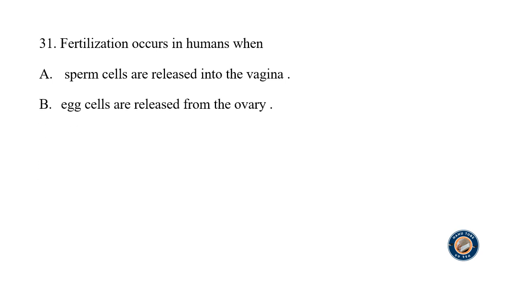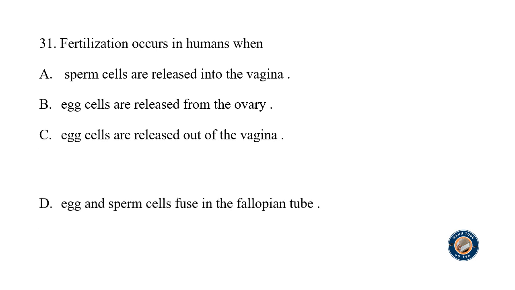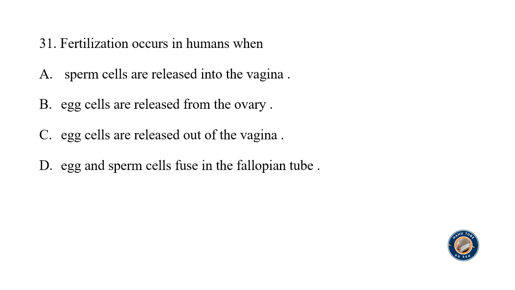Question number 31. Fertilization occurs in humans when A. sperm cells are released into the vagina, B. egg cells are released from the ovary, C. egg cells are released out of the vagina, D. egg and sperm cells fuse in the fallopian tube.